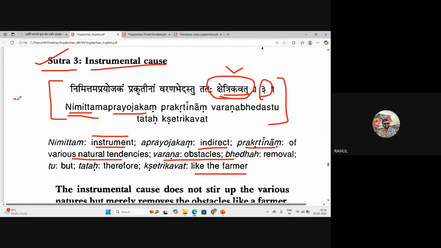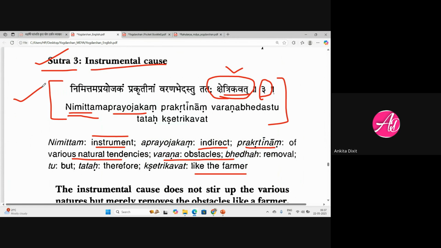One of you, can you please conclude this sutra? Yes, sir. Nimittam aprayojakam prakritinam varana bhedastu tatah kshetrikavat. It means the instrument, the cause of the power which we are getting. For example, Buddha is getting the power so that he is a very knowledgeable person. But he removed the obstacle. Because of the obstacle, we are not getting the power. We need to get it with meditation and sadhana.